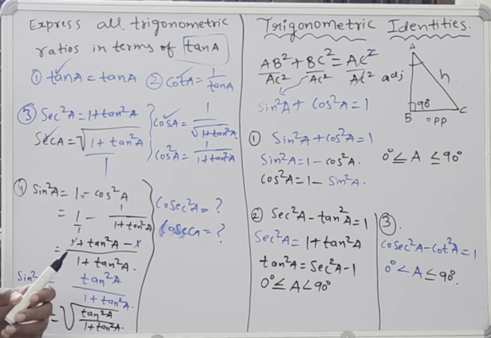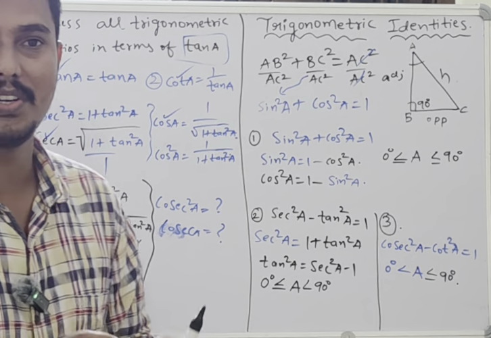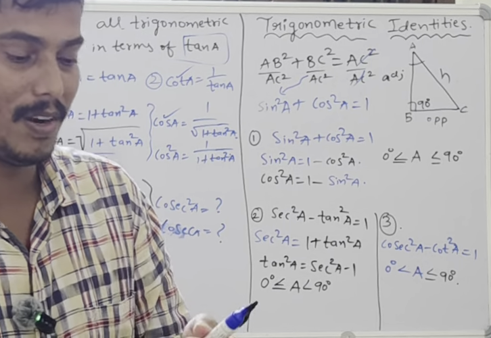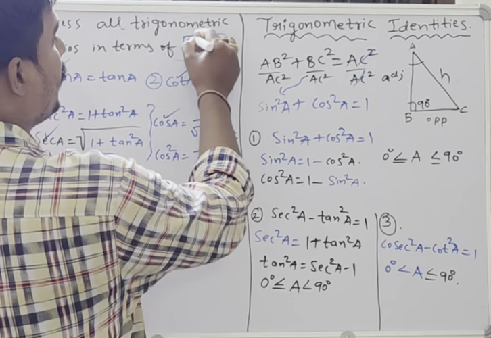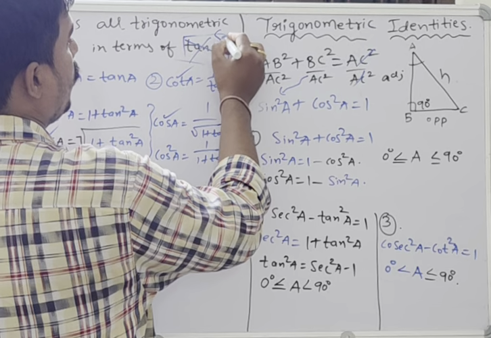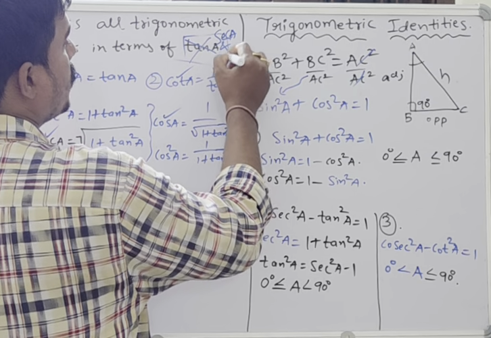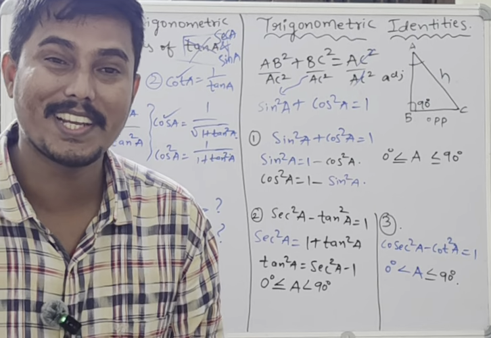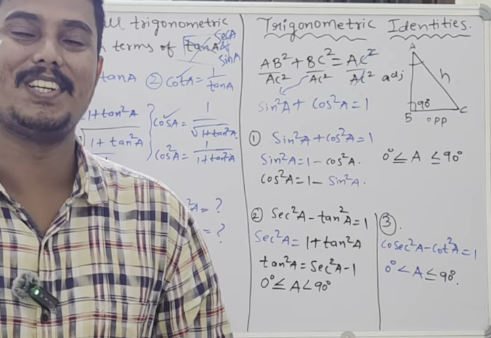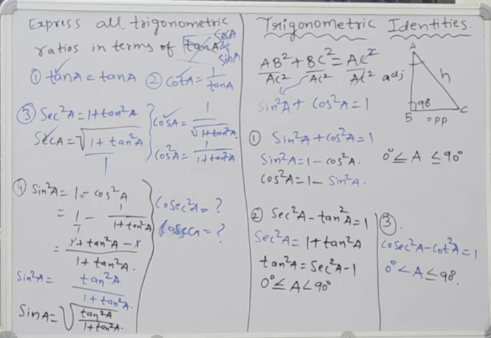Try it out. And sir, we understood the logic, we understood the concept. Now we want to learn one more question on our own. So instead of tan A, you do it for secant A and sin A. You need to express all the trigonometric ratios in terms of secant A, and all the trigonometric ratios in terms of sin A.